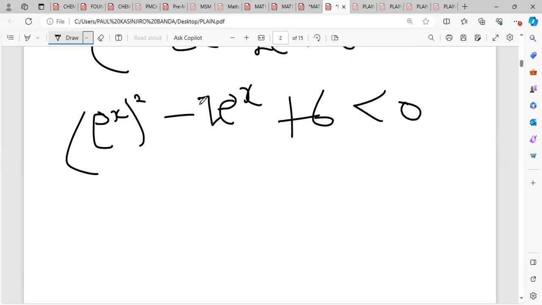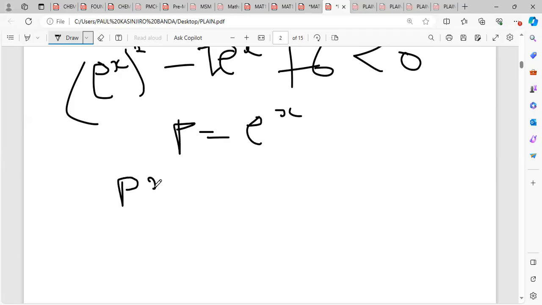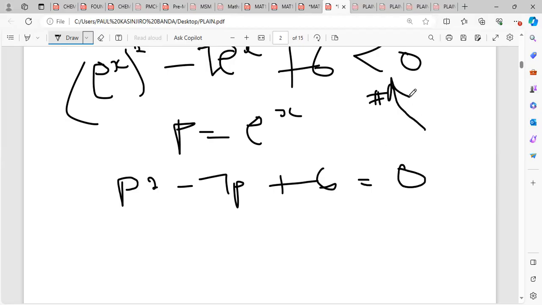So from here now, what am I going to do to find my answer? I'm going to use the let method. Wherever there's e to the power x, I'm going to replace it with p. So e to the power x is just equal to p, meaning I have p squared minus 7p plus 6. Then instead of writing this inequality symbol, for the sake of solving, I'm just going to write is equal to, but at the end, when I find my answer, I'm going to come back to this. So I have that equation there. Then what are the factors here?